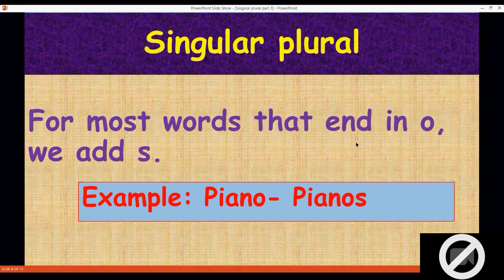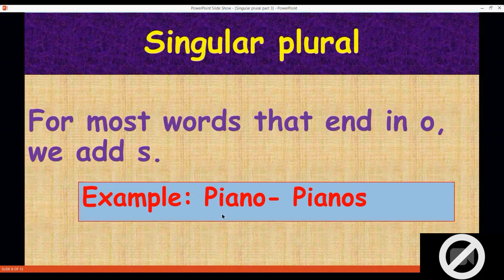They are telling for most words. That means not all words that end in O, we add S. There are some exceptions. We will learn it later. Next slide. But here it says, for most words that end in O, we add S to change it into a plural.